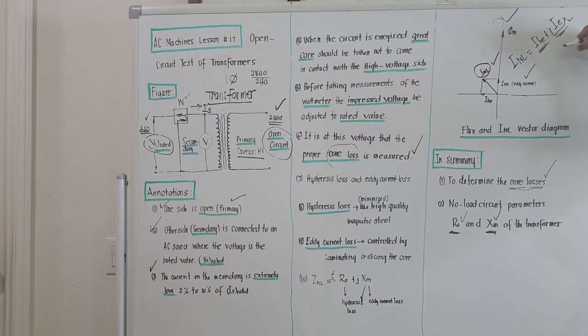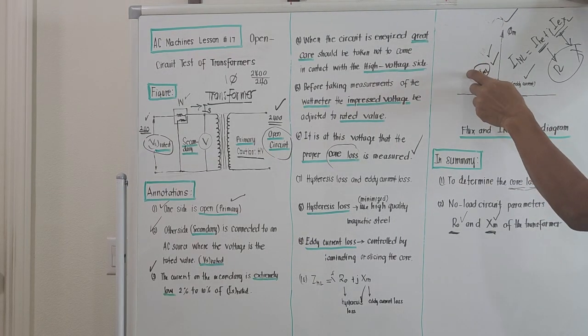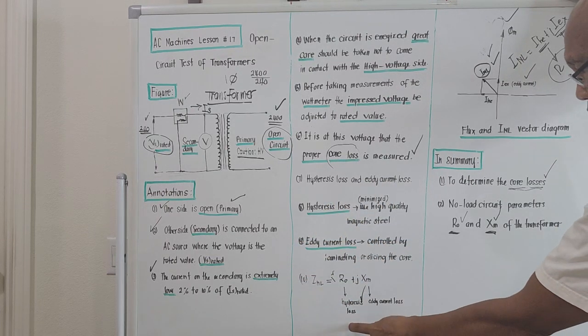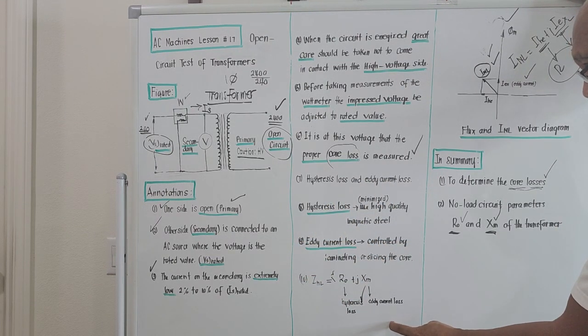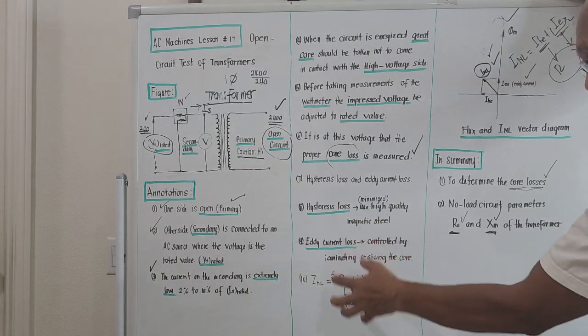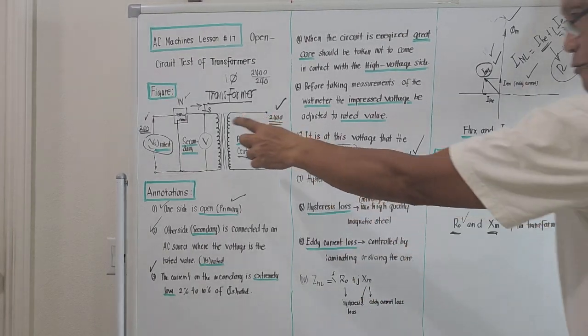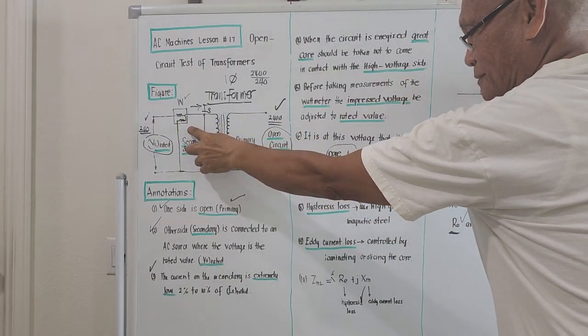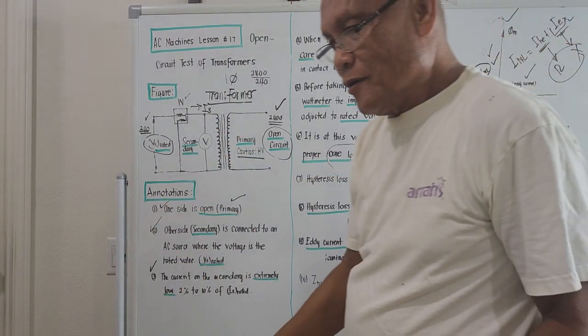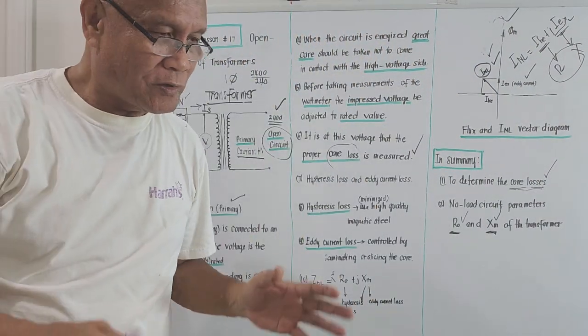They are not the same. This is due to the resistance, and this is due to the reactance. And this represents the no load current. So if we multiply this no load current by the values R0 and X of M, that now represents the hysteresis loss and the eddy current loss. This is what is measured by this wattmeter. Okay, that's it, guys. That's the proper way to perform an open circuit test for a transformer.